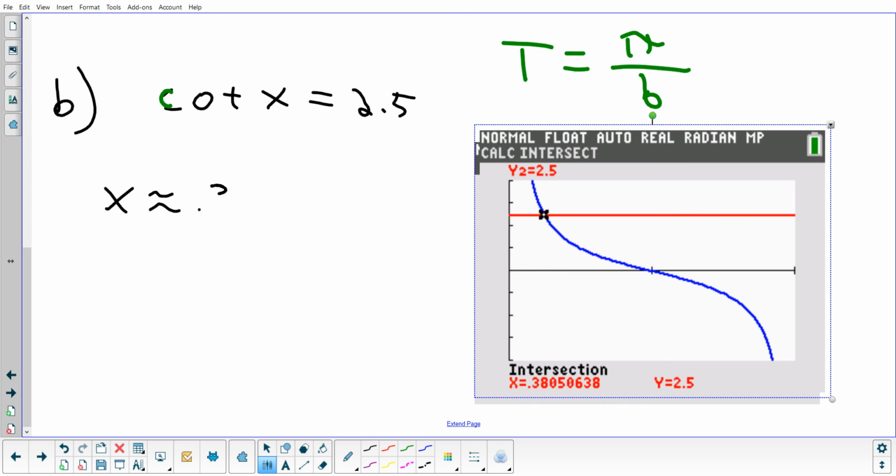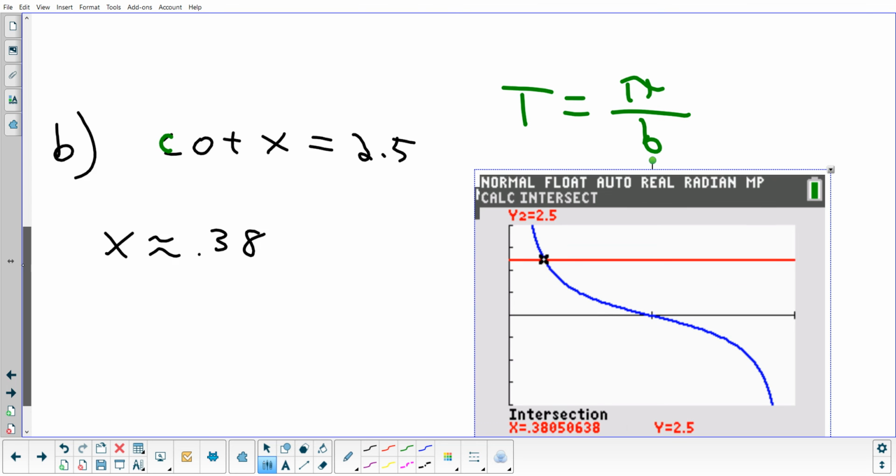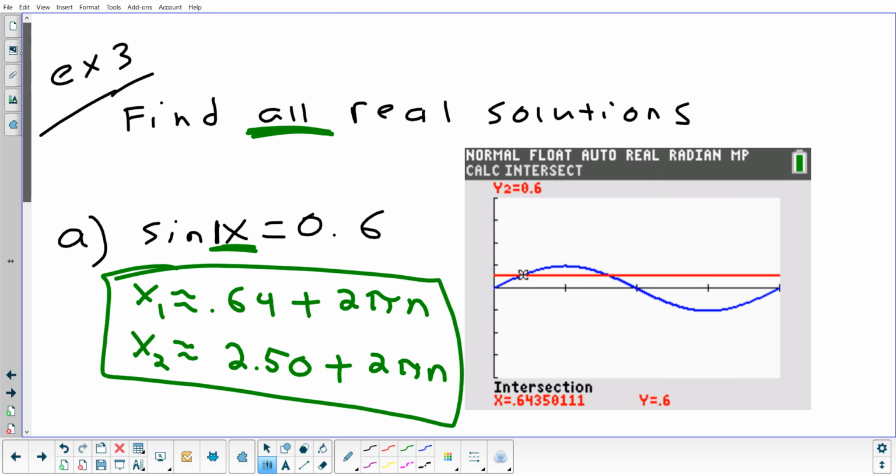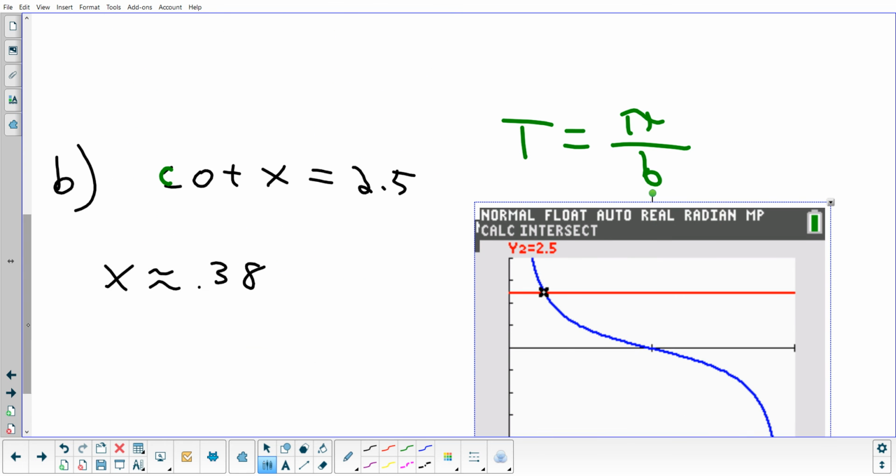Now, scroll up. We want all solutions. Right now, you've given me 1. What do we want to put on the end of that to represent all solutions? Plus the period times n, and this time the period is pi. So you have to find the period first. That's important for setting your window, and it's important for what you put on the final answer.